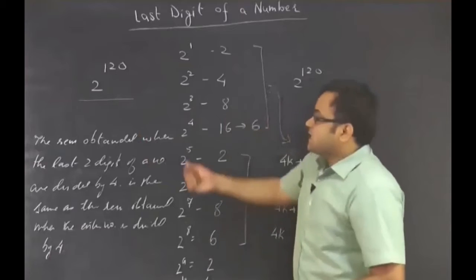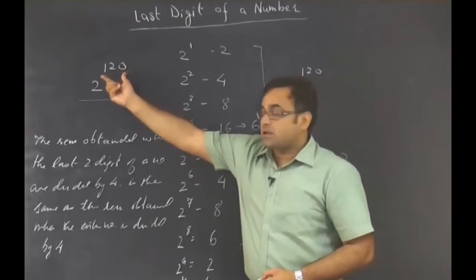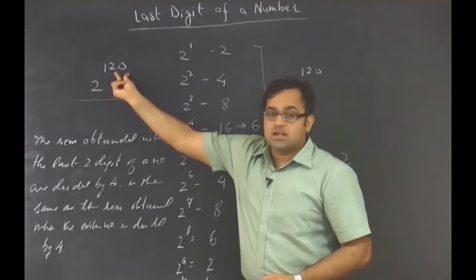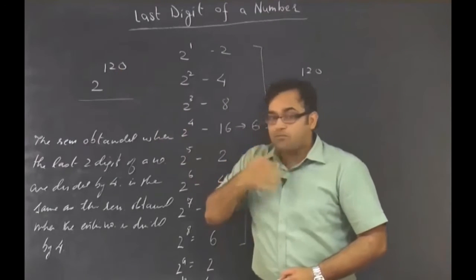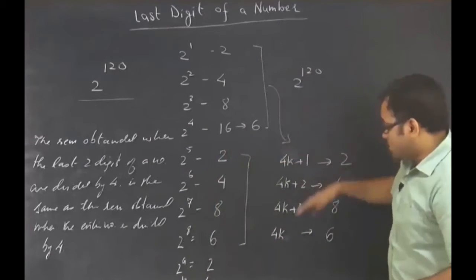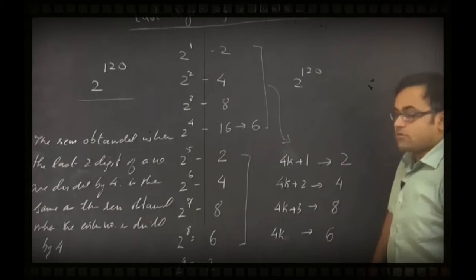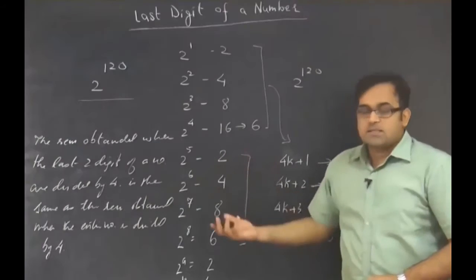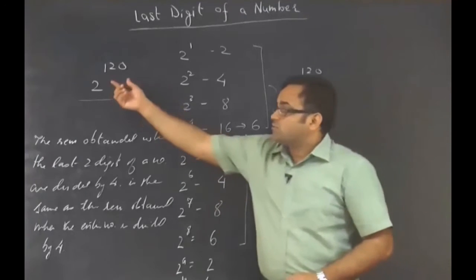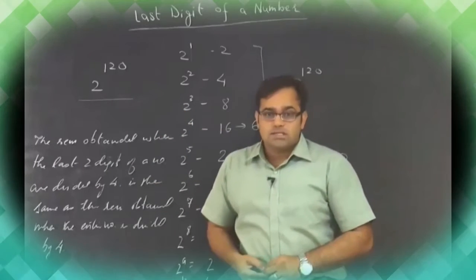So, in this case, I do not need to divide the entire 120. I can focus on just the last two digits. 20 divided by 4, remainder is 0, which means that the number is of the form 4k. And if the number is of the form 4k, the last digit will be 6. So the last digit for 2 to the power 120 would be 6.